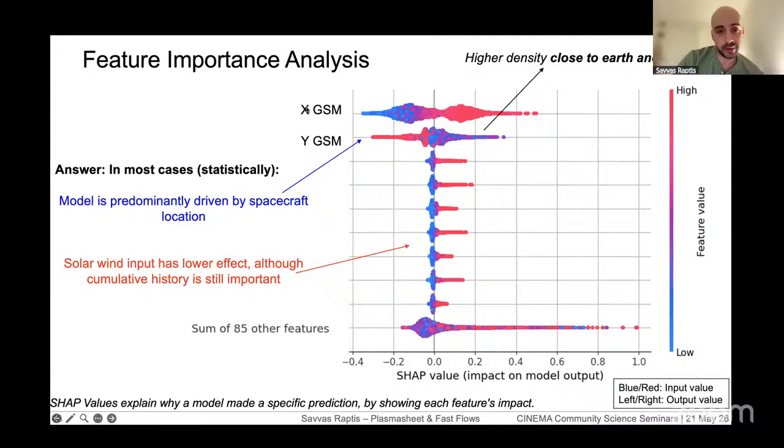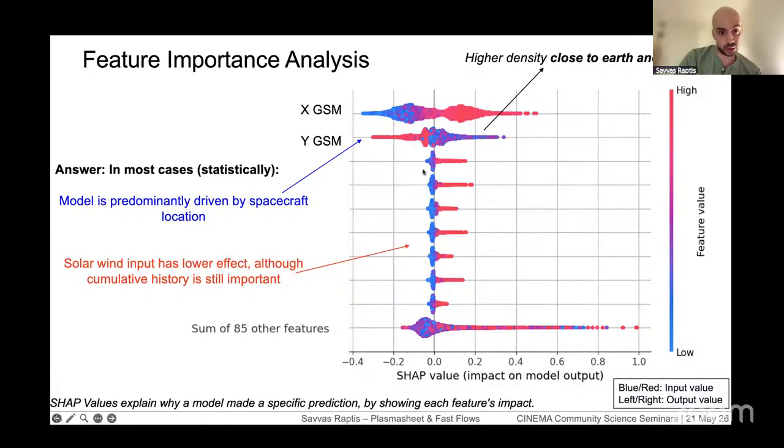So you can translate the first line as, since it's blue here, it means that when we are far from the Earth, in the magnetotail, the density is lower. And since it's red here, it means that when we are closer to the Earth, the density is higher. Similarly, the dawn-dusk asymmetry can also be found in the Y component, since when we are at the dawn, which is negative values for Y, density is higher, and similarly when we are at the dusk, density is lower.